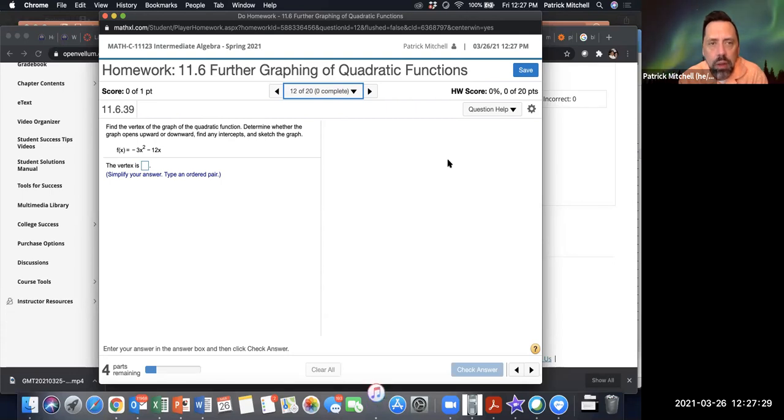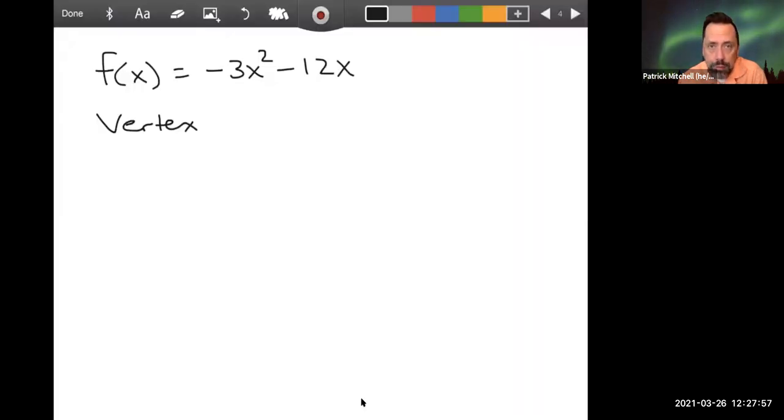Okay, here we go. Starting with number 12, they want me to find the vertex of the graph of the quadratic function, determine whether the graph opens upward or downward, find any intercepts, and then sketch the graph. I did my homework this time and wrote all of those questions on the tablet. I could not remember exactly what they asked, so I wanted to look. Here we go. First it's asking for the vertex. This is the same thing as what we just did.